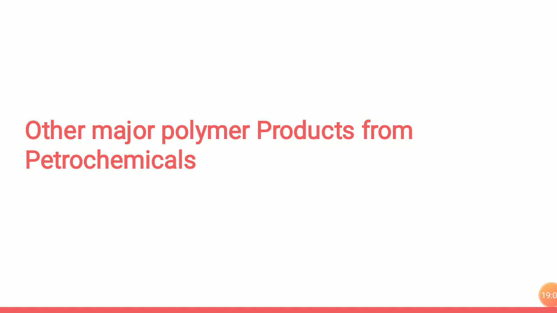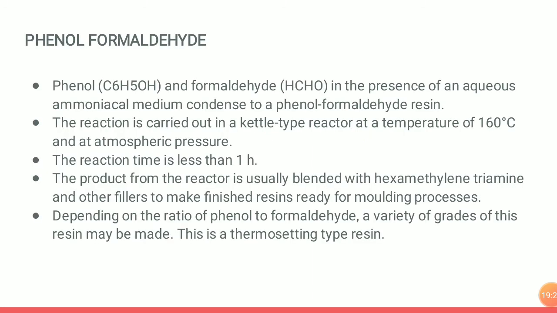Now we can see other major polymer products from the petrochemicals. One of them is nylon, which we have seen in the previous slides. Another product from petrochemicals is phenol formaldehyde, a type of polymer also called a resin. It is produced from phenol and formaldehyde in an aqueous ammoniacal medium, condensed to phenol formaldehyde resins. The reaction is carried out in a kettle type of reactor at a temperature of 160 degrees Celsius and atmospheric pressure.